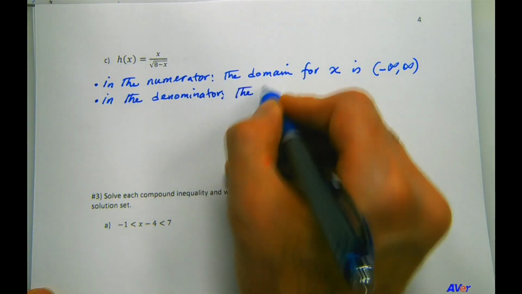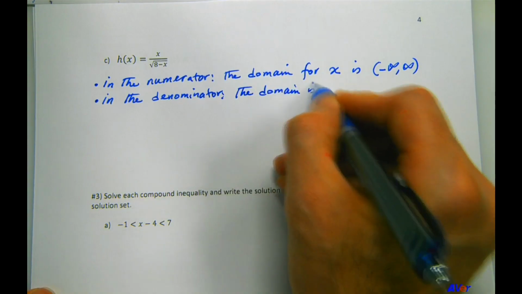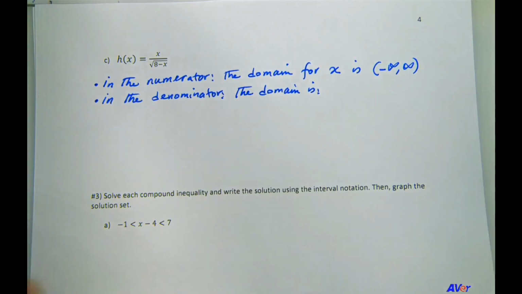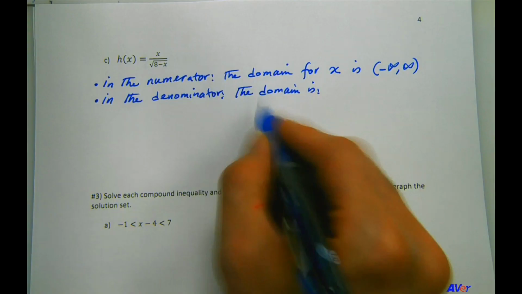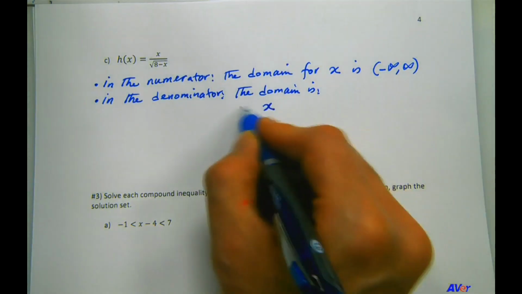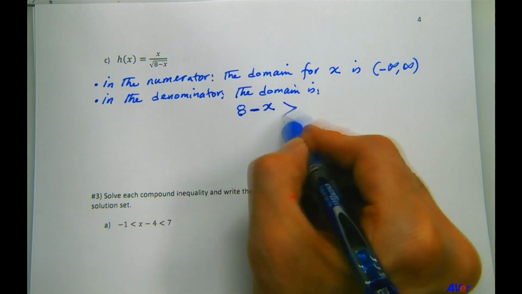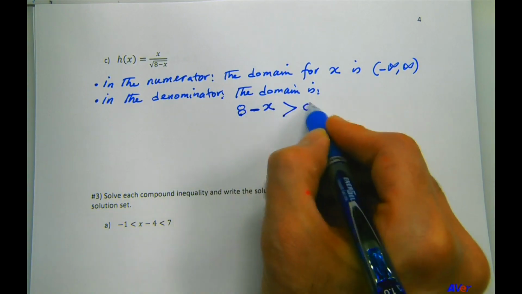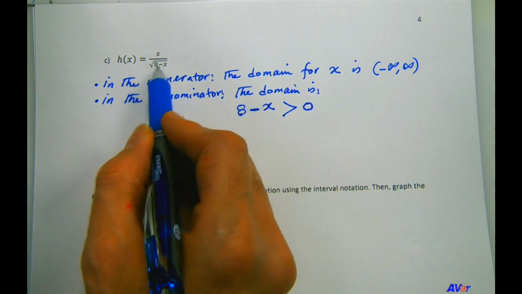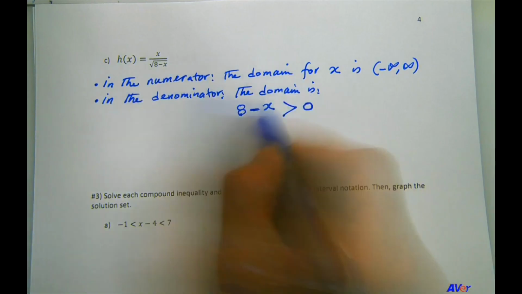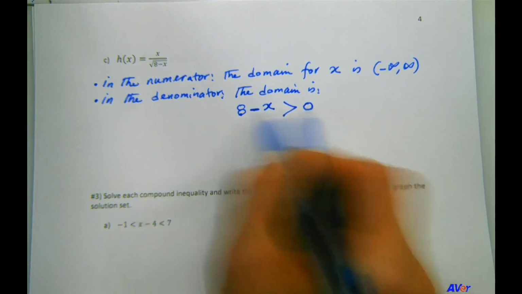In the denominator, the domain is, we've got to be careful here because this is part of the fraction, part of the denominator. So we should say 8 minus x. We know it cannot be negative, right? So greater than 0. So that's for sure. This is an even root. This is square root, which is an even root. So this inside cannot be anything negative. So that guarantees that.